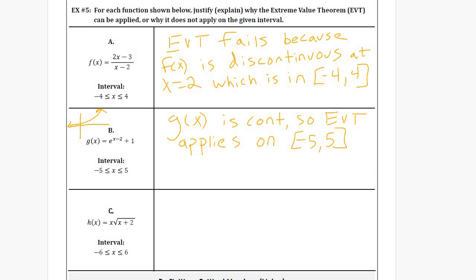Lastly, notice that we have a square root. When we have a square root, we have to think about our domain. Here, we would have to be greater than or equal to -2. But notice that we are wanting to include all the way to -6, which we can't do. So h of x is continuous only for x is greater than or equal to -2. So EVT fails.